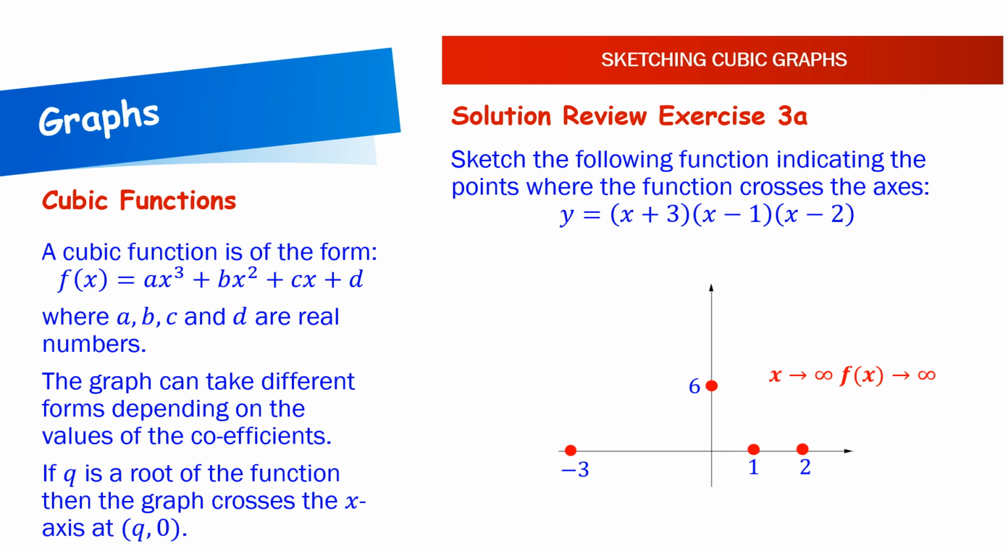So as x tends to infinity, f(x) tends to infinity. What happens when x tends to minus infinity? x plus 3 tends to minus infinity, so does x minus 1, and so does x minus 2. So the three expressions multiplied by each other tend to minus infinity. So f(x) tends to minus infinity. So our curve is going to look something like this.